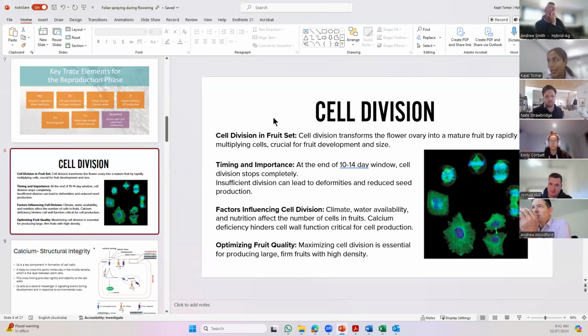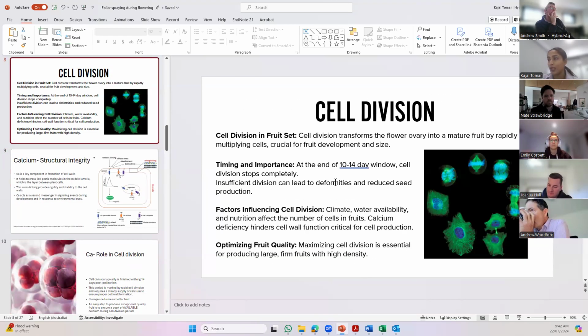So this is obviously Emily's slide from last week. I thought it was self-explanatory, and it was really good just to have a look at a bit of the process. So cell division transforms the flower into mature fruit by rapidly multiplying the cells. It's very crucial for cell development and size. Timing is very, very important for us to reiterate: at the end of the 10 or 14-day window, the cell division completely stops.